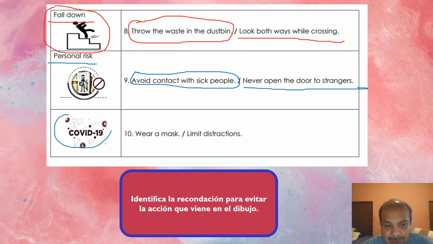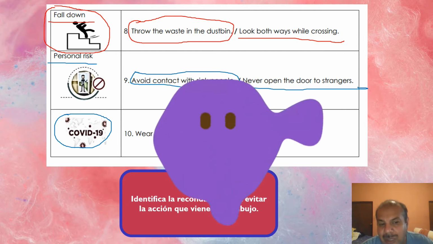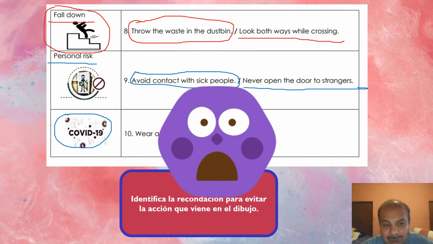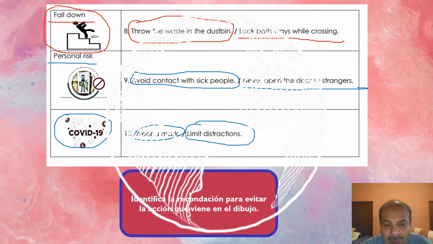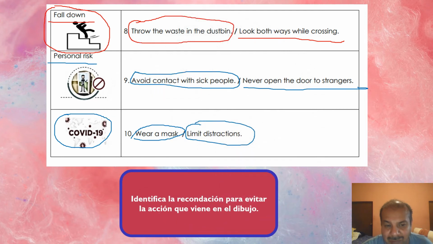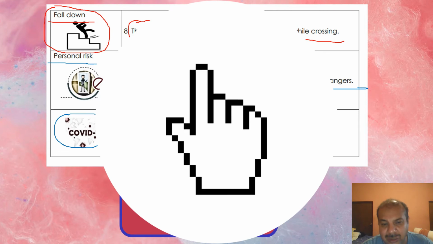COVID-19, the most popular topic of the day. COVID-19, el tema del día, ¿verdad? Siempre. What can we do to avoid getting infected by this virus? We have wear a mask, or we have limit distractions. How can we prevent to get infected of COVID-19? Wearing a mask or limited our distractions. So whichever you think is the best option, let's circle it up.